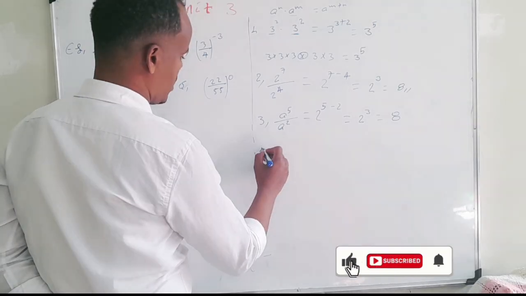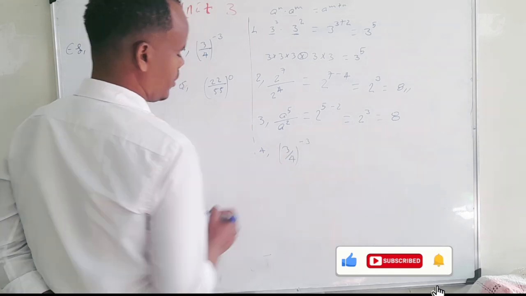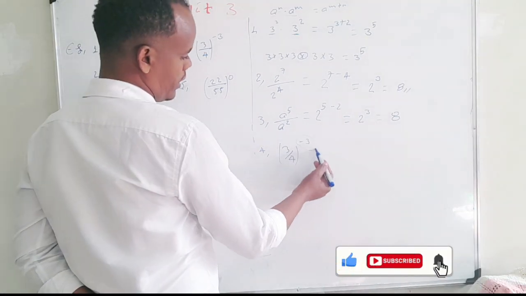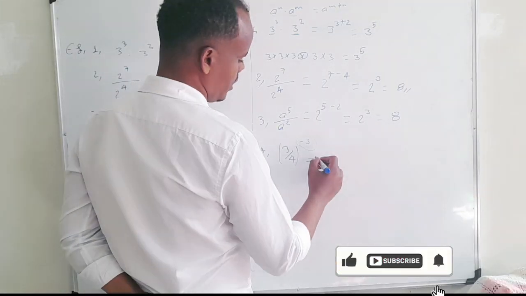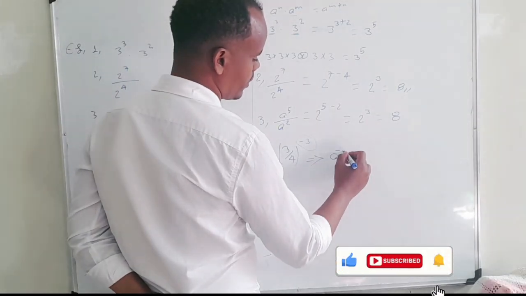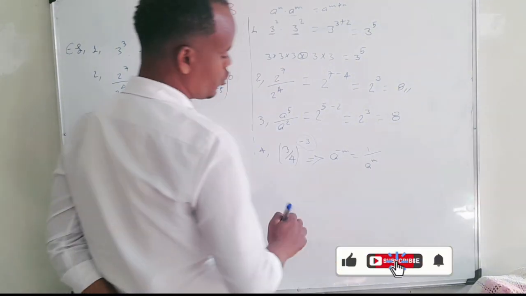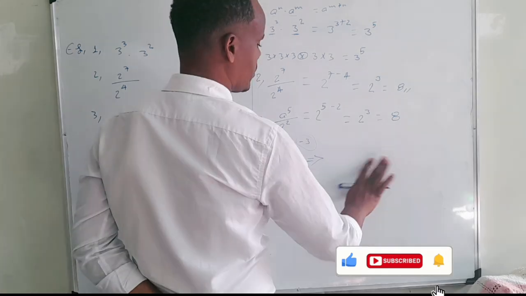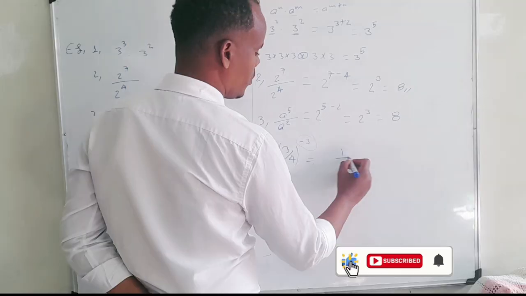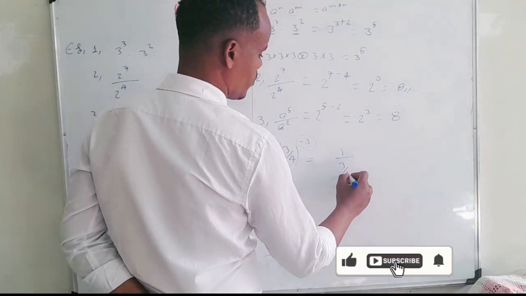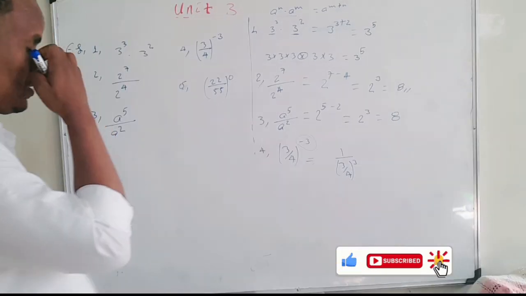That is number 4: (3/4) to the power of minus 3. Exponent to negative: a to the power of negative m is 1 over a to the power of m. This means it equals 1 over (3/4) to the power of a positive number.